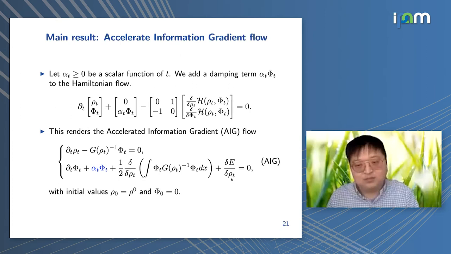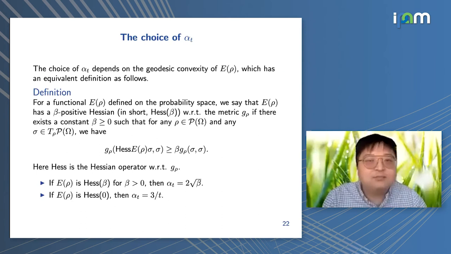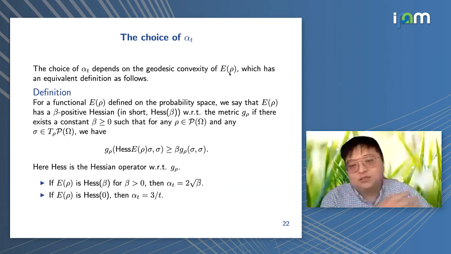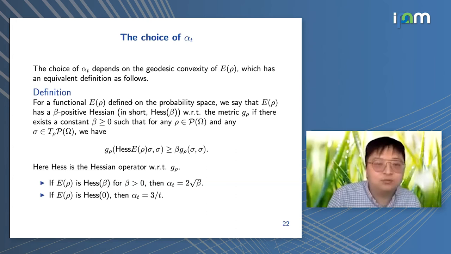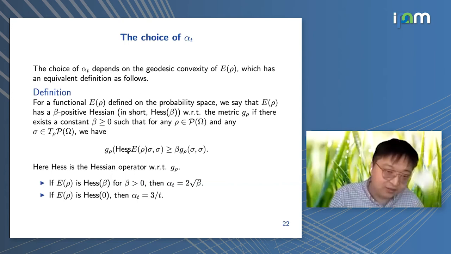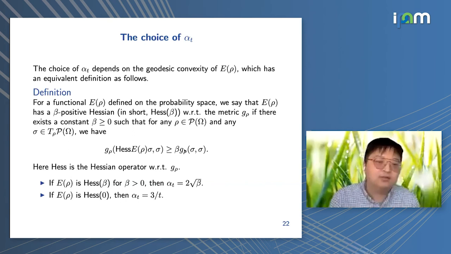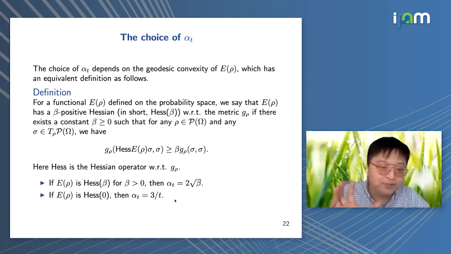Okay, there are some details of this algorithm. The first is the choice of alpha t. The choice of alpha t depends on the geodesic convexity of E(rho), which means that depending on the Hamiltonian structure, you have to define a different way to maintain a certain decay rate, okay? Basically, it's a way to compute a Hessian operator in your new space, and we call it beta-positive Hessian, denoted by Hess beta. In other words, like a metric, the Hessian, depending on your Hamiltonian structure, being larger than or equal to beta, we call beta-convexity. If Hess beta is larger than zero, you choose alpha t equals a constant. If the Hessian is zero, you choose 3/t. This coincides with the result in Euclidean space. The only difference is that in our new space, with a new metric and new Hamiltonian structure, we still have this kind of property.